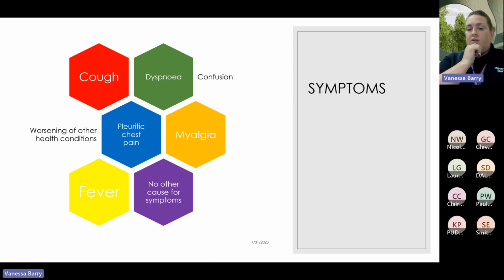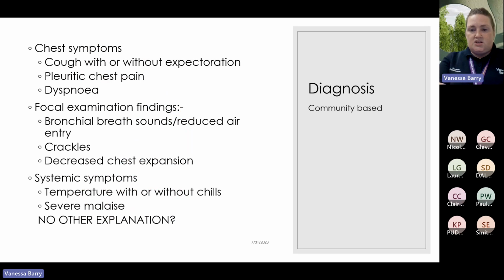So what we're looking for, we've got a bit of a mix of people there. You've got hospital-based, but in the community you're looking essentially for somebody with cough, shortness of breath, and typical pleuritic chest pain. It's rubbing, and it gets harder when you take a nice deep breath. They're absolutely shattered. They have a temperature, with no other cause for the symptoms. In the elderly, you're more likely to see confusion and worsening of other health conditions, and sometimes they present with those at hospital, not necessarily with symptoms of a CAP. So we need to be mindful of that in that cohort of patients.